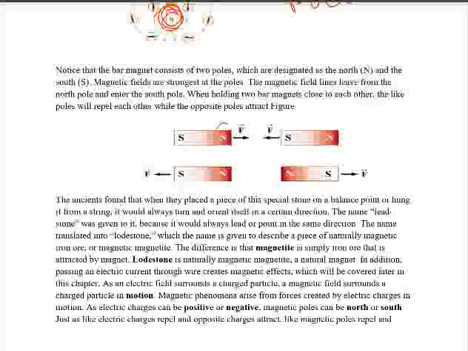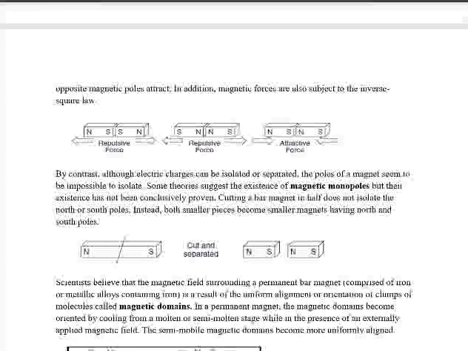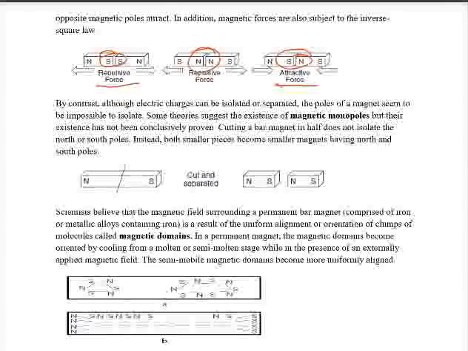And there is a force between these two poles. If the poles are opposite poles, that means north and south, there is an attractive force. But if the poles are like poles, north north or south south, there is what? A repulsive force. As you see, south south and north north is repulsive, but if it is north and south, there is what? An attractive force.